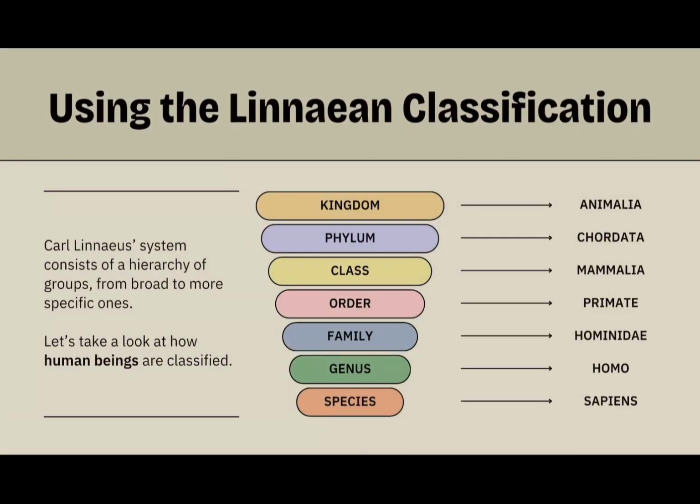Using the Linnaean classification, Carl Linnaeus' system consists of a hierarchy of groups from broad to more specific ones. So let's take a look at how human beings are classified. The kingdom of human beings is Animalia, phylum Chordata, class Mammalia, order Primates, family Hominidae, genus Homo, species Sapiens.